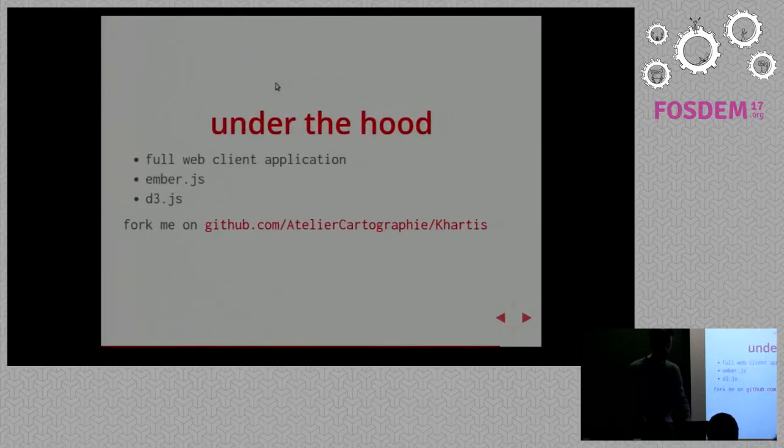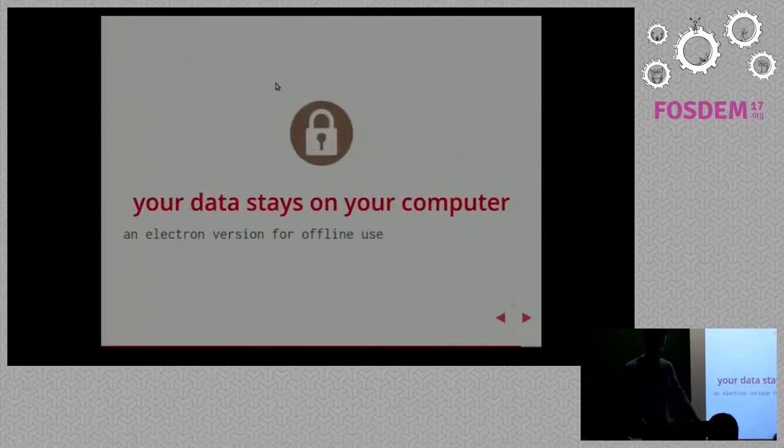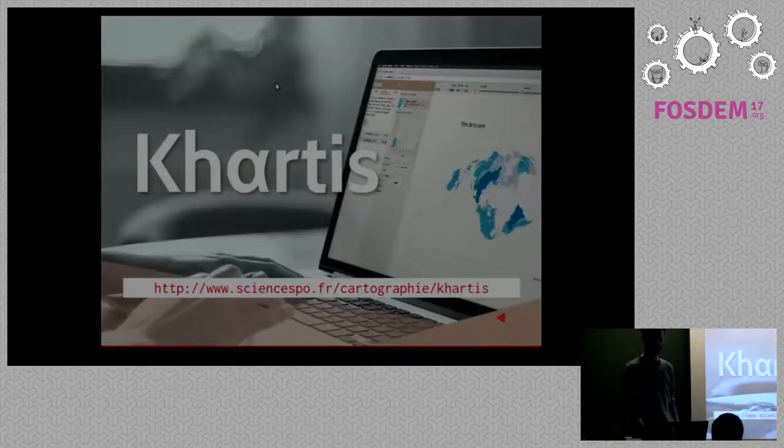Under the hood, we have a full web client application. It's Ember.js, JavaScript. We use D3 for the projection and many different visualization utilities. You can fork that on GitHub, of course. And because it's full web, your data stays on your computer. We don't have any server features. It's only web, which means that it was quite easy to provide an Electron version for offline use, so you can also download a desktop application of Khartis and use it on your computer without internet. There's actually a talk about Electron later this day in another room. And that's it. Here, Khartis.